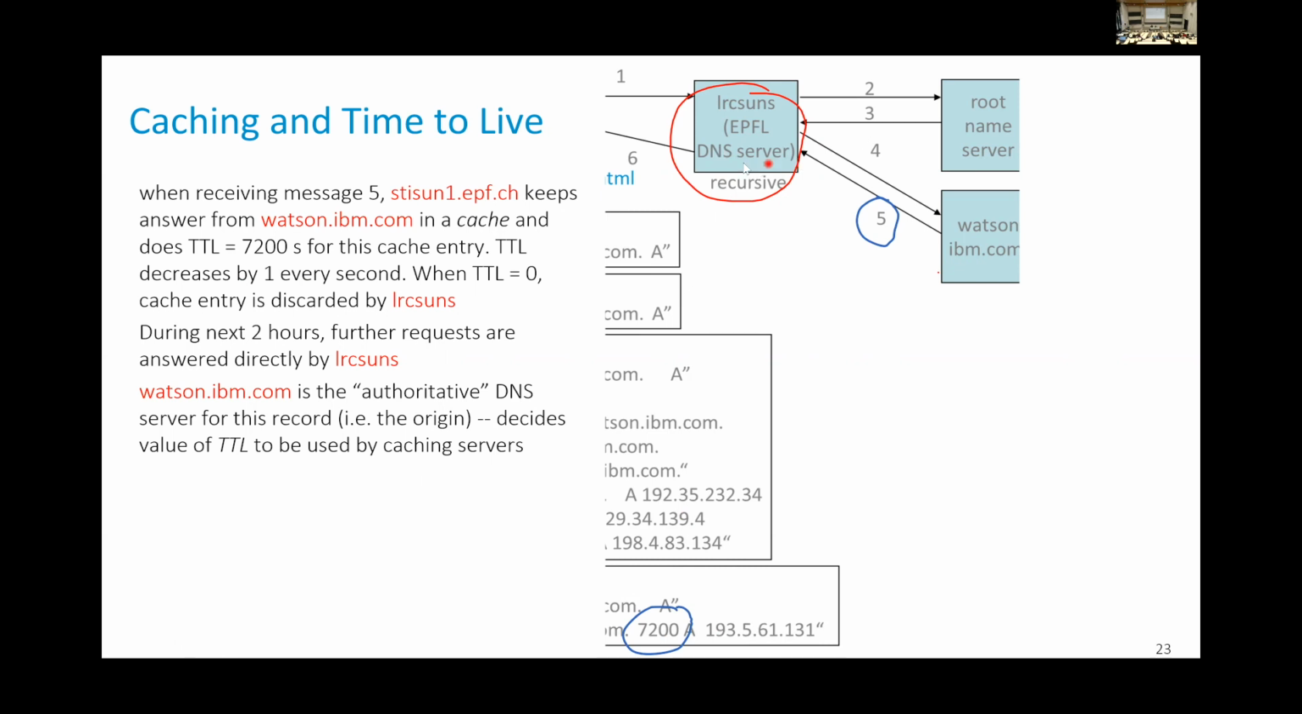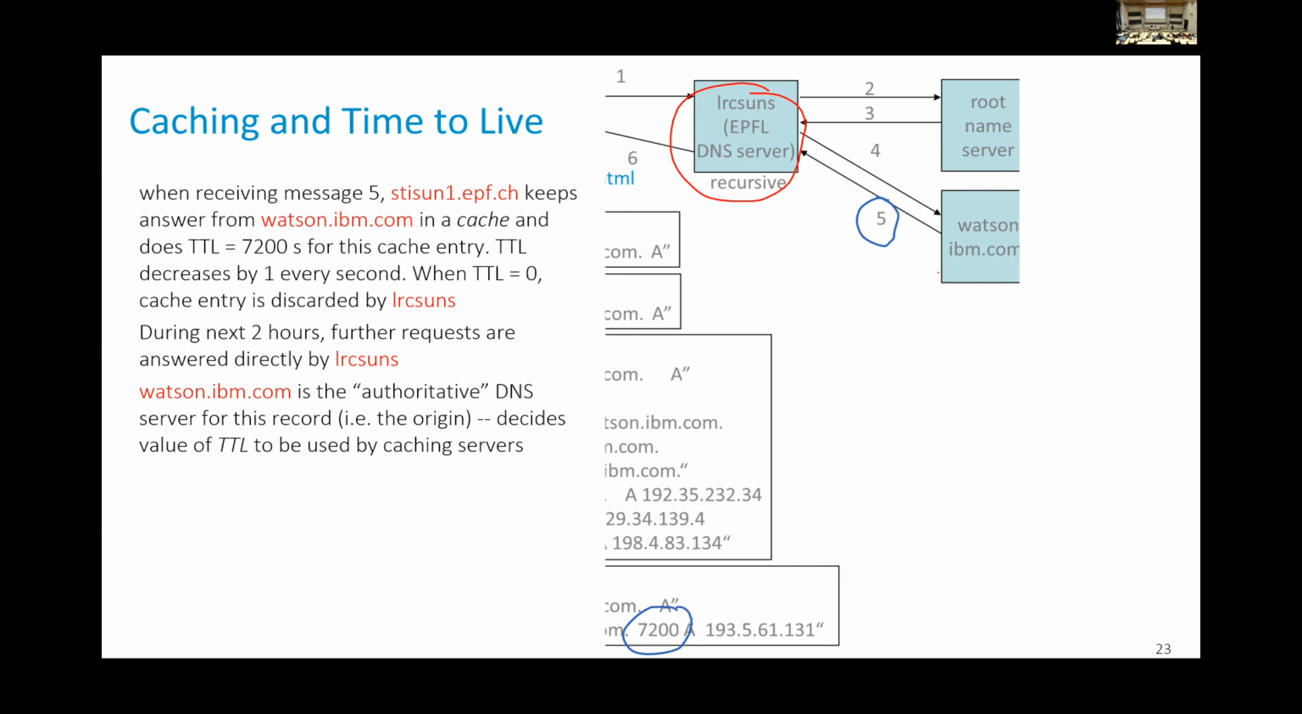For example, IBM here is using 2 hours. That means that this server will keep this information for 2 hours. So roughly speaking, 2 hours after the first query to this name, whenever there is another query inside EPFL, this will not trigger outside traffic, but it will be served locally, which has a side effect.